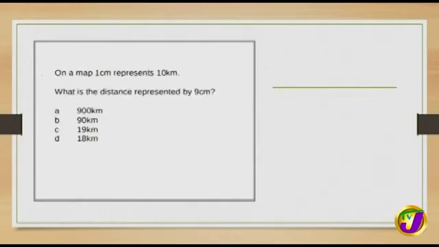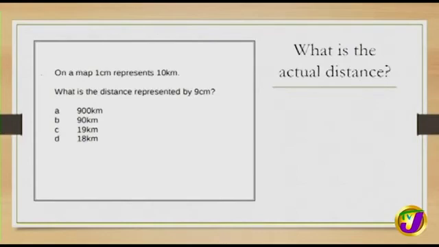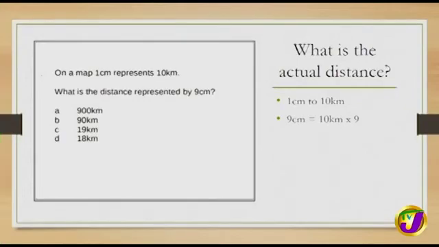Next question. On a map, 1 centimeter represents 10 kilometers. What is the distance represented by 9 centimeters? So what's the actual distance? Let's look at the information we have. 1 centimeter to 10 kilometers, and we're asked how much 9 centimeters would give us. We could do it the long way and have 9 sets of 10 kilometers and add them, or we could multiply 10 kilometers by 9 to give us 90 kilometers for 9 centimeters.